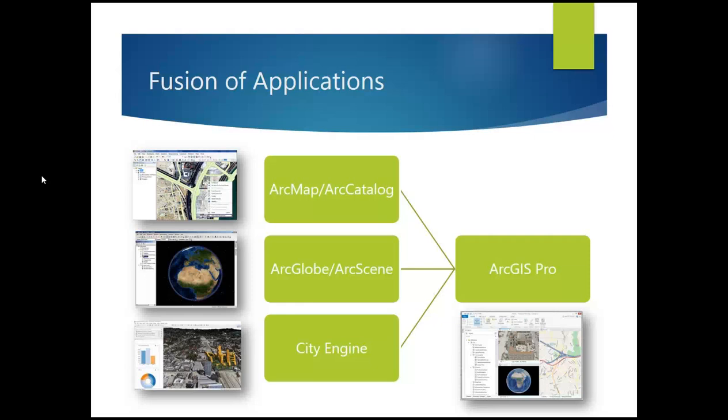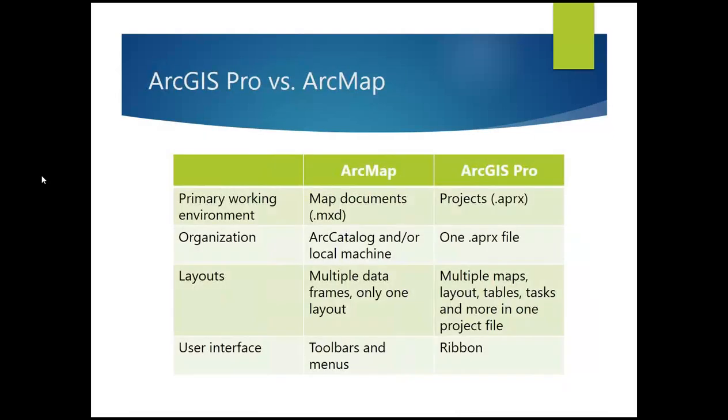Now, we'll take a closer look at some of the differences between ArcGIS Pro and ArcMap. For the primary working environment, ArcMap uses map documents, or .mxds, and in ArcGIS Pro, we now have files called projects, or a .aprx file. I will go into detail in a few minutes on what exactly these project files contain.